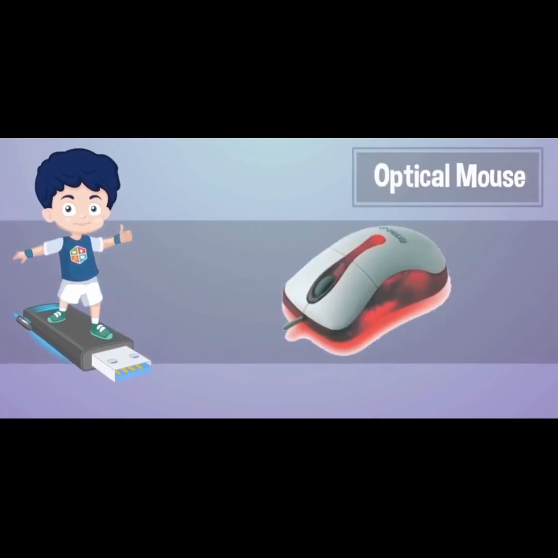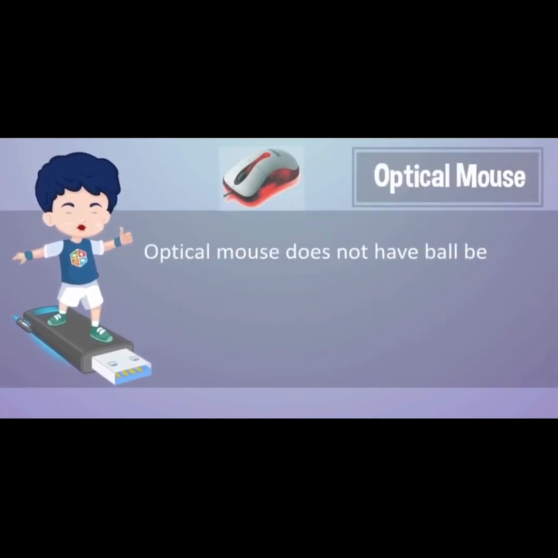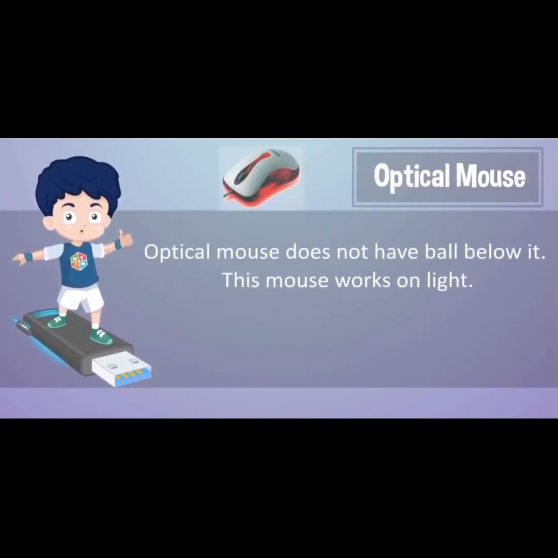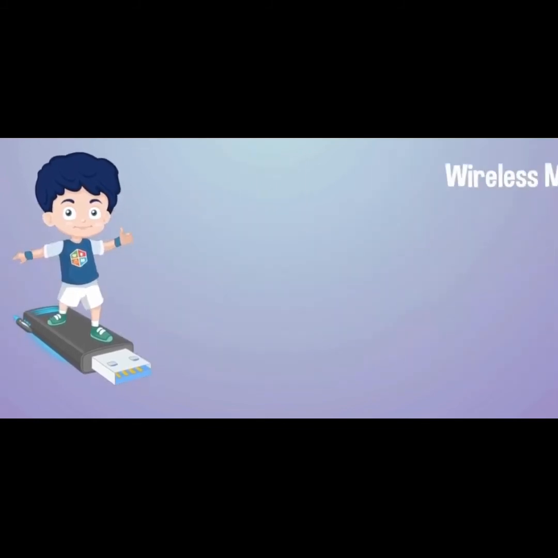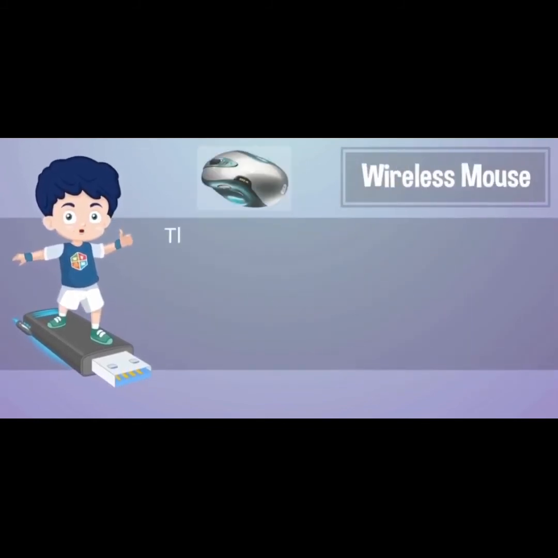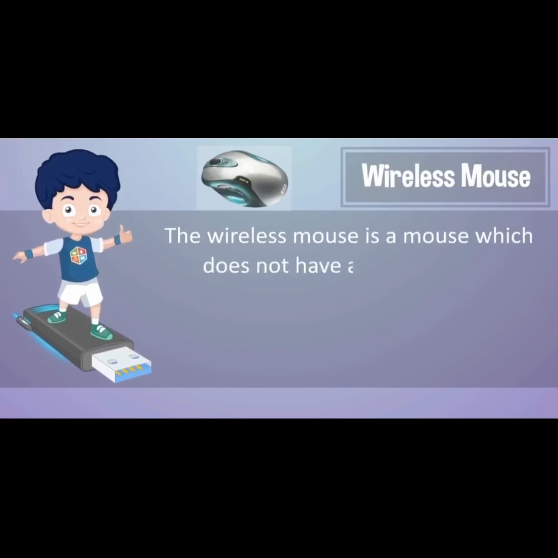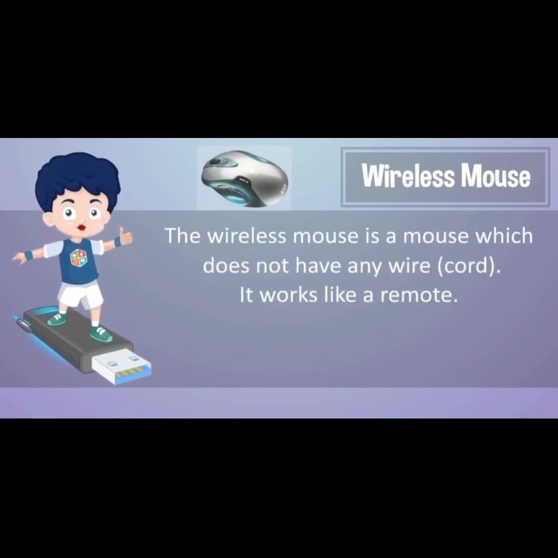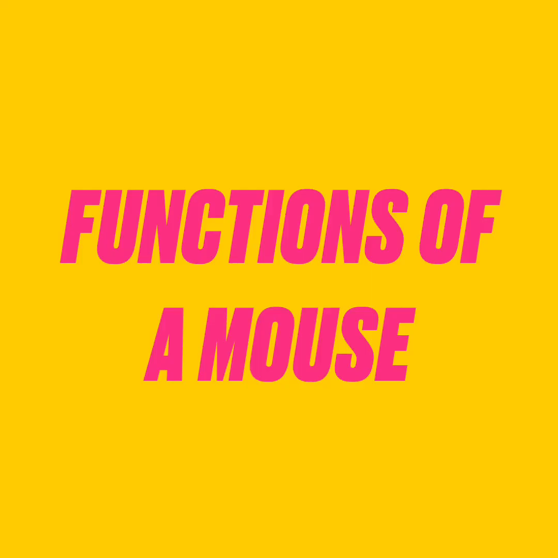Second is optical mouse. Optical mouse does not have ball below it. This mouse works on light. Next, we have wireless mouse. Wireless mouse is a mouse which does not have any wire. It works like a remote. Now let's learn function of a mouse.